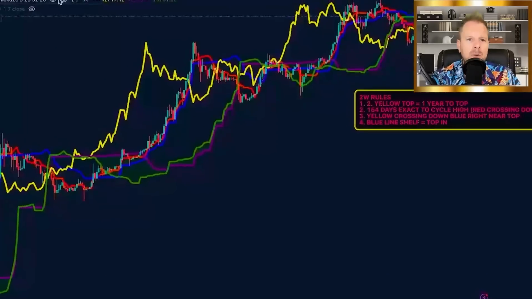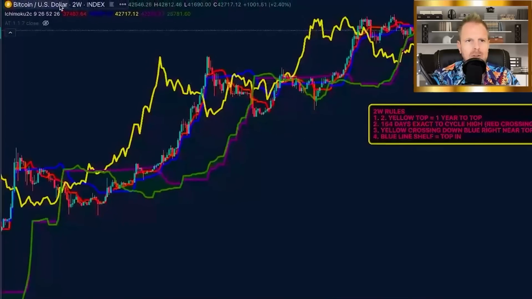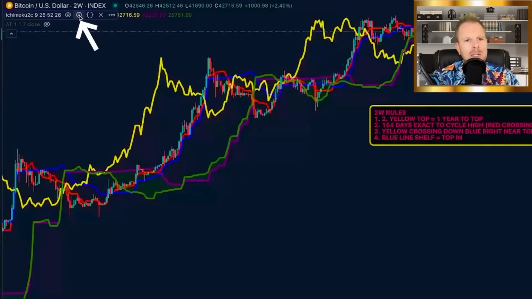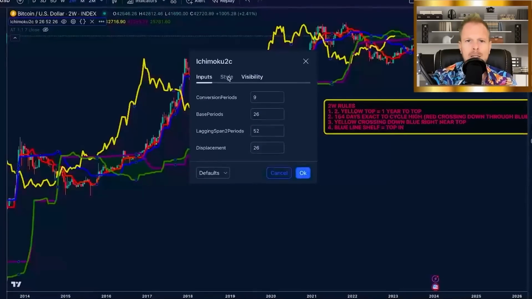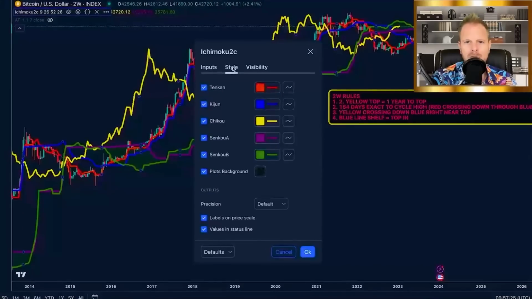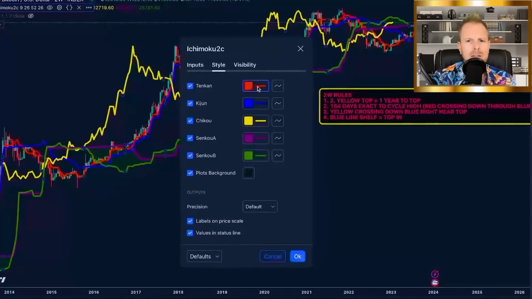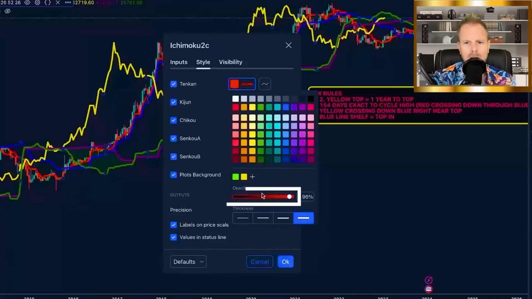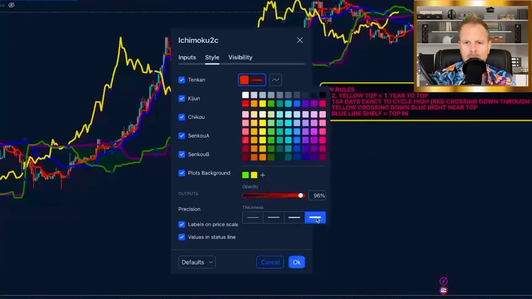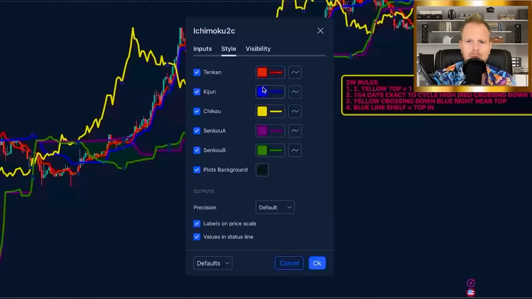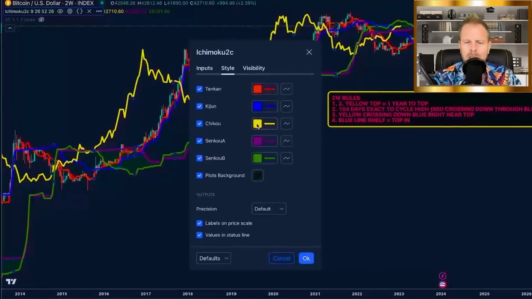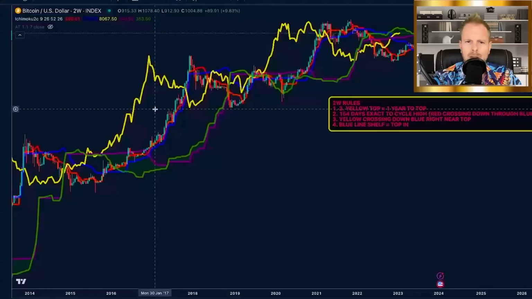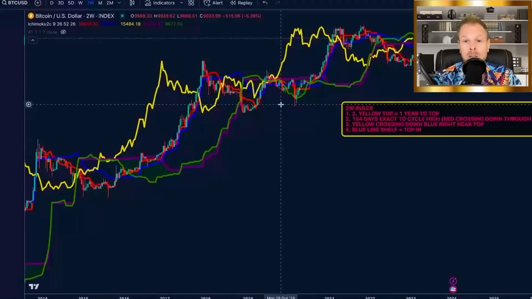When you click on that one, you're going to come up with something that looks similar, but yours might look a little bit different. Here are the inputs on mine. Here are the style on mine. If you're wondering how you get that red to look like this, look at the opacity, put it all the way up, and go to the thicker lines. That's what I did for pretty much all of them. And I may have changed one of the colors, maybe the yellow. So now that you've got it set up like this, here is the chart on the 2-week chart.